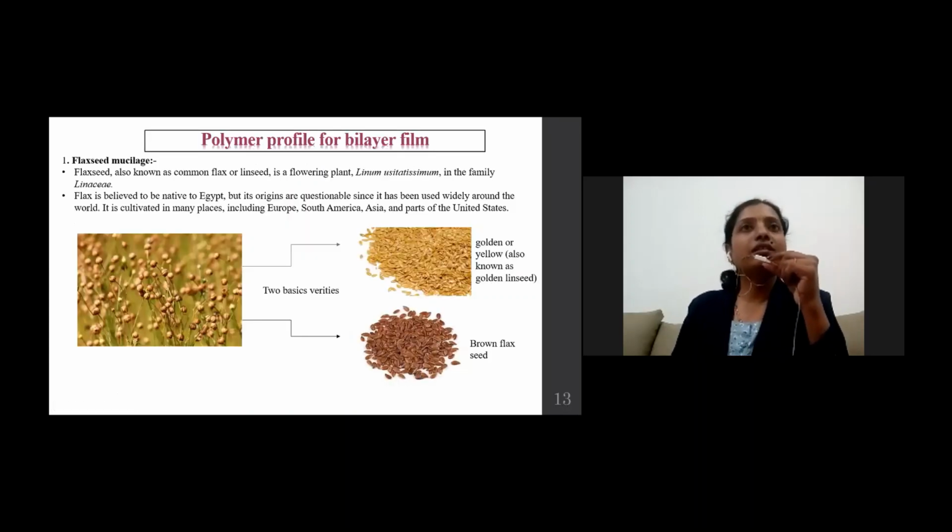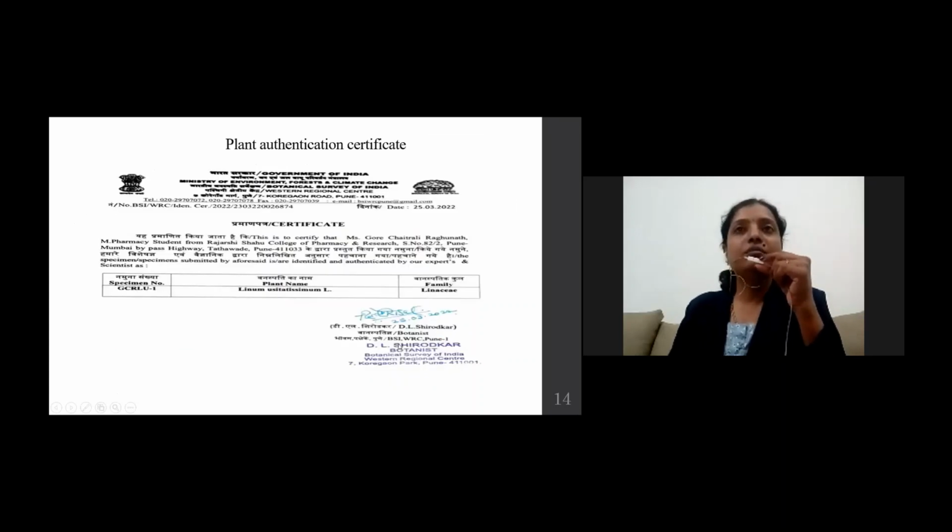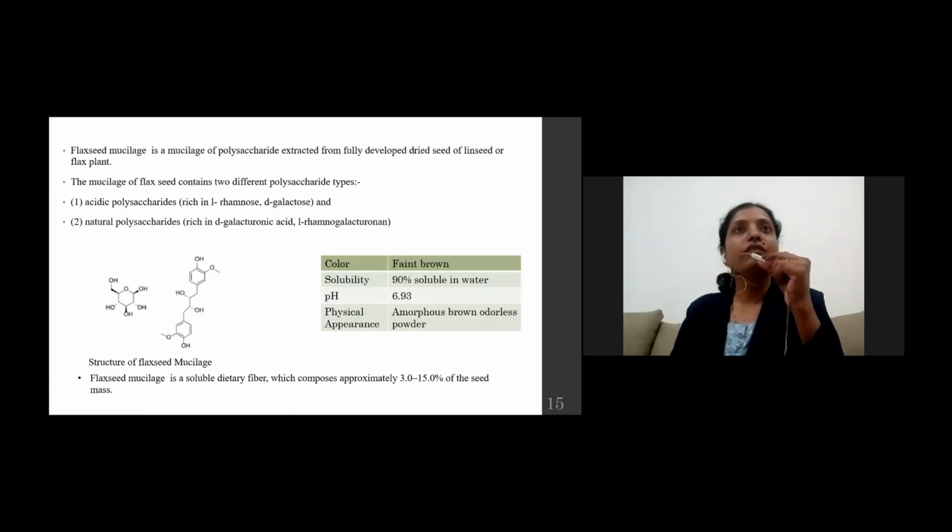I have chosen the flaxseed. Generally, it is available in two varieties: golden yellow and brown flaxseed. Brown flaxseed is readily available in nearby markets, so I have selected brown flaxseed to extract the mucilage. This is the authentication certificate from the Botanical Survey of India.